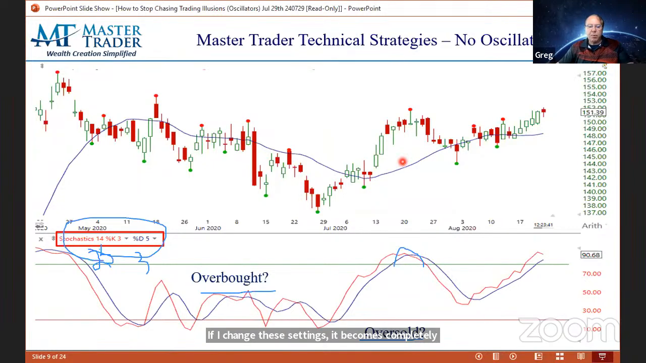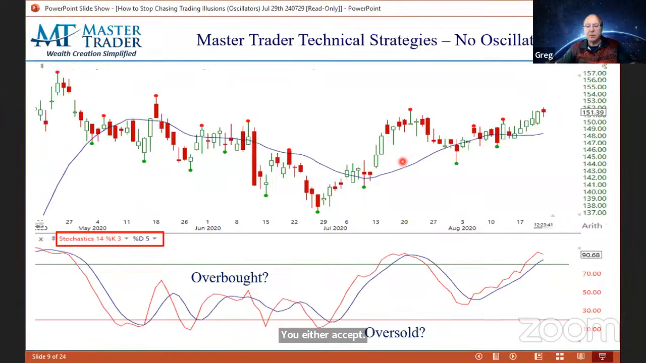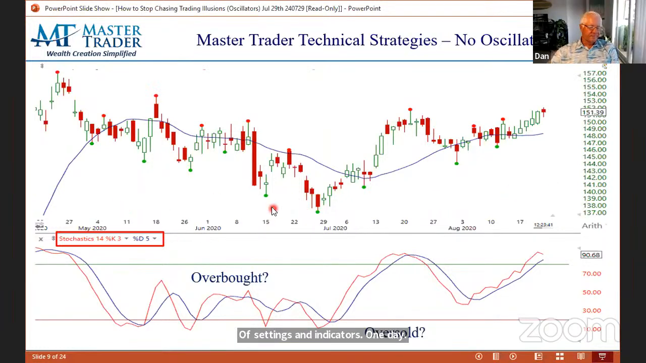And then at some point, you either accept that it doesn't work or you just continue the mouse wheel, as it's called. You just continue to rotate, thinking that you're going to find the right combination of settings and indicators one day.